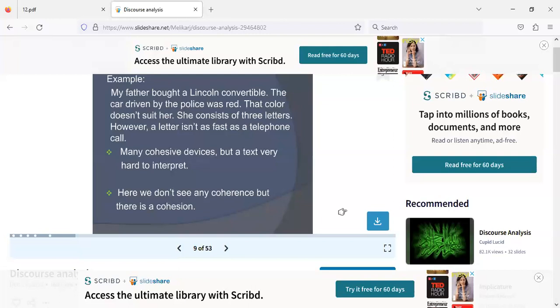So here, of course, if we focus on the same text: My father bought a Lincoln convertible. The car driven by a police was red. That color doesn't suit her. She consists of 3 letters. However, a letter isn't as fast as a telephone call. Now here, this is a kind of an extension, right? Another text given. Here we may find many cohesive devices, but it's a text very hard to interpret. Why? There we don't find something.